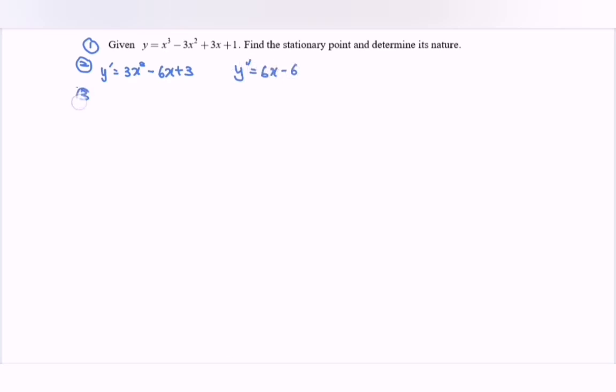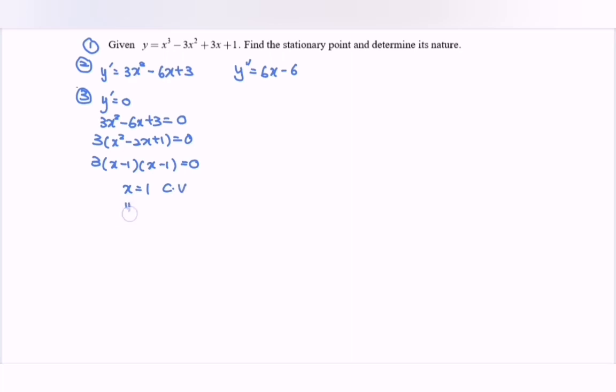Continue. Step number 3, find the stationary value or the stationary point where y prime equals 0. So we have 3x squared minus 6x plus 3 equals 0. So 3 bracket x squared minus 2x plus 1. Factorize the situation. We have 3 bracket x minus 1 squared equals 0. So x equals 1 will be the critical value.